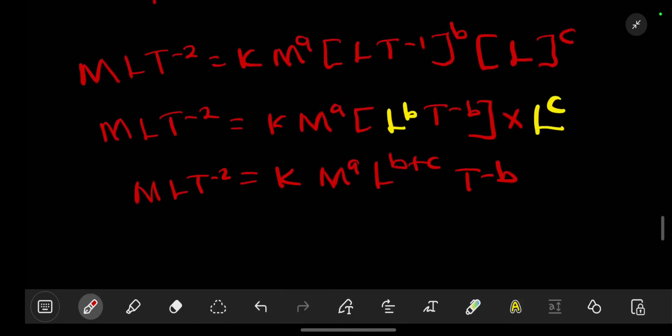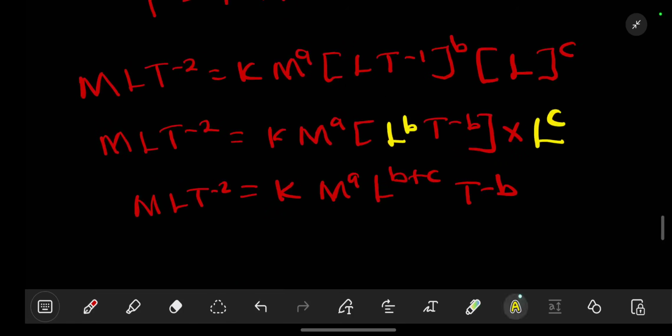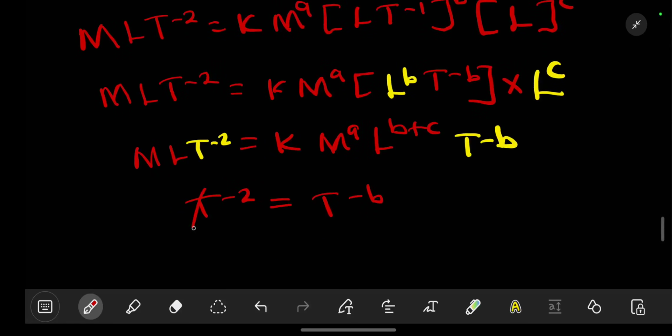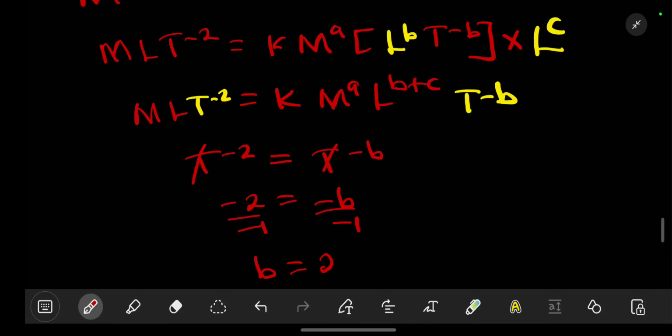So all we have to do now is equate. Get this unit, equate it to this unit, since it's the one with t. So we have t to the power negative 2 should be equal to t to the power negative B. This is direct. So we cancel the bases, equate the power. So we have negative 2 should be equal to negative B. We divide by negative 1, and B should be equal to positive 2, like that.